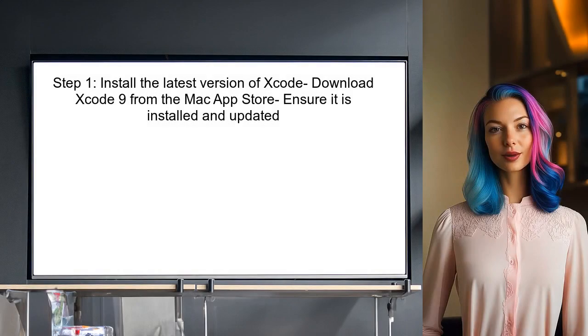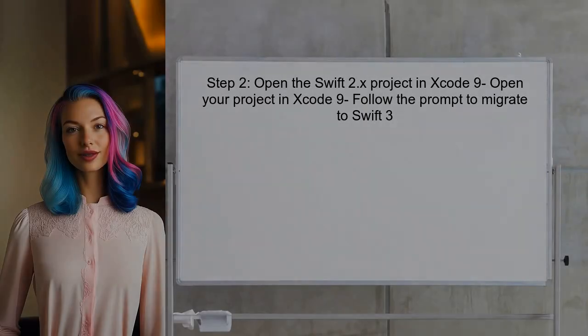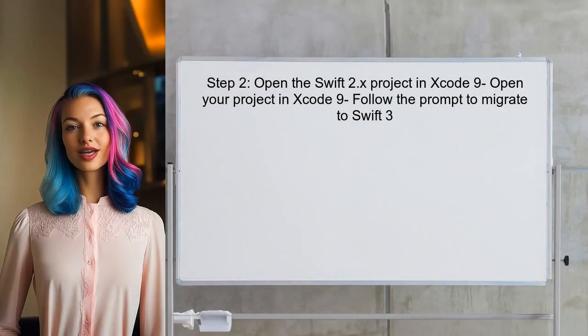To begin the migration process, the user should first ensure they have the latest version of Xcode installed. This is crucial because Xcode 9 supports Swift 4 and provides migration tools. Next, the user can open their existing Swift 2.x project in Xcode 9. Upon opening, Xcode will prompt the user to migrate the code to Swift 3. It is important to follow this step before moving to Swift 4.